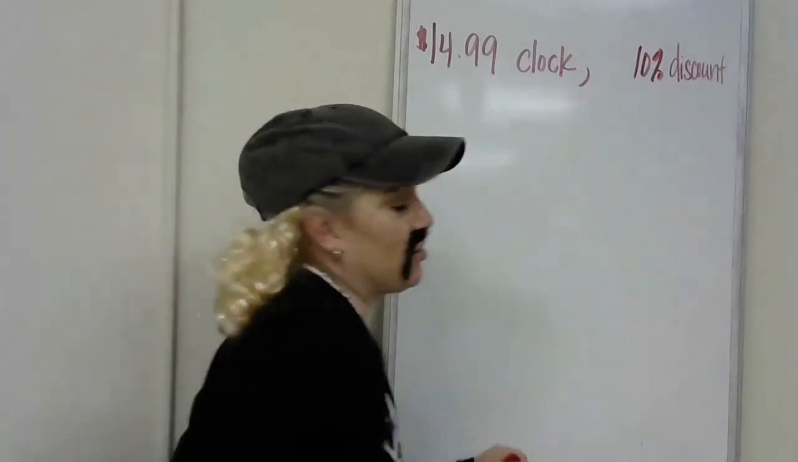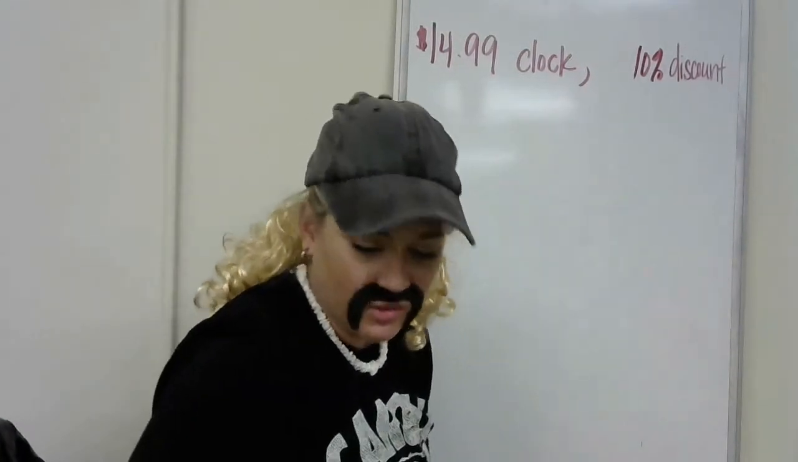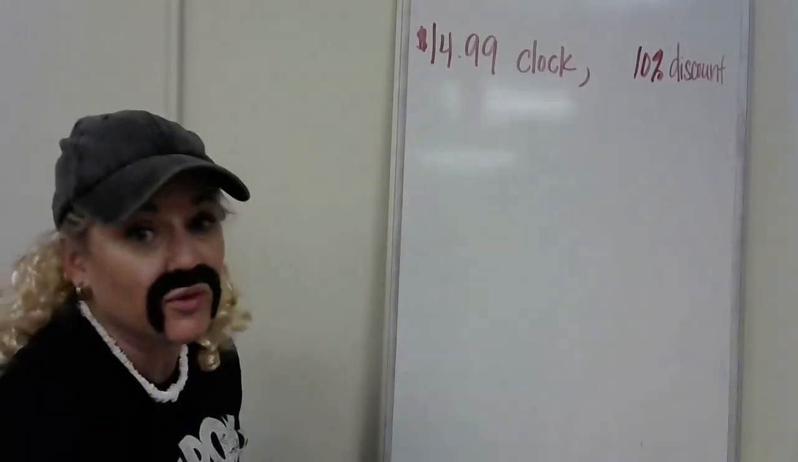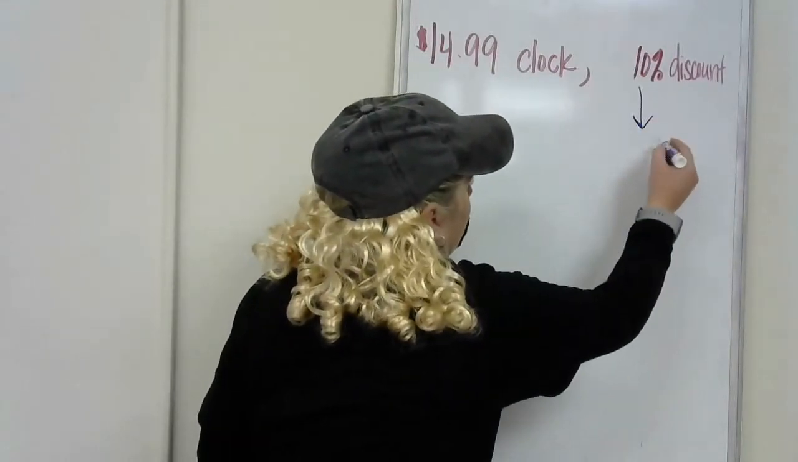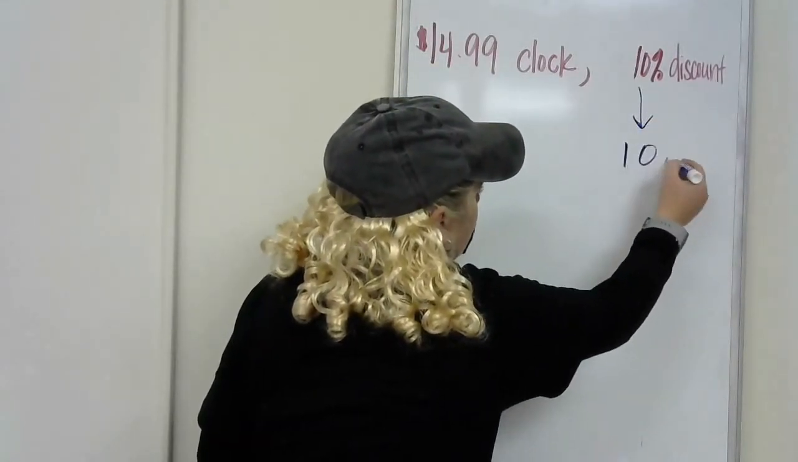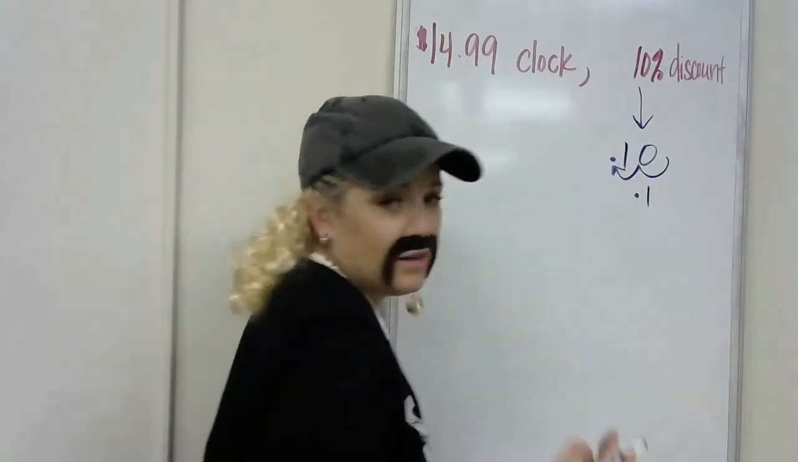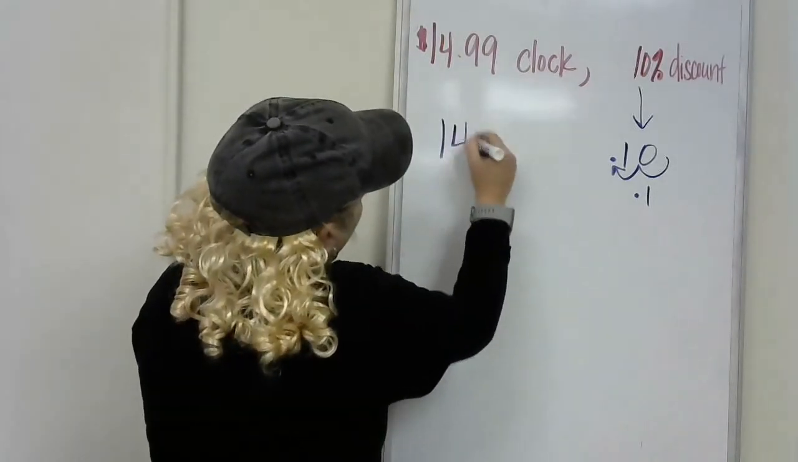Just like the last one, we don't have to keep beating a dead horse. We can just say, all right, guys, it's going to be 10%. It's going to be the same as what we just did. We're going to move our decimal 2 places to the left. It's going to be 0.1. Okay, we got it.